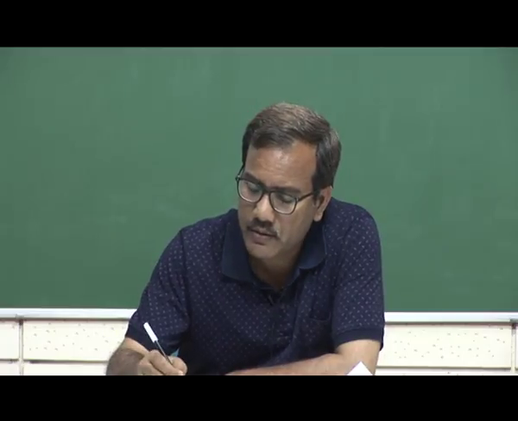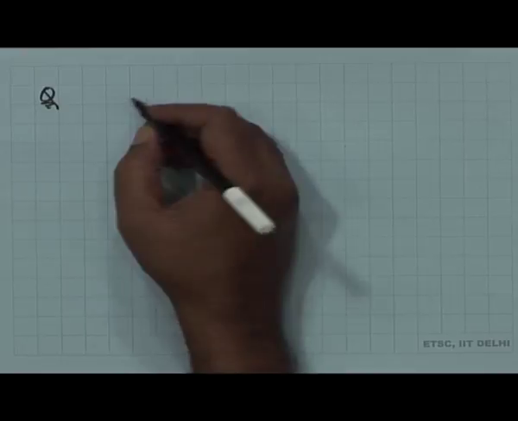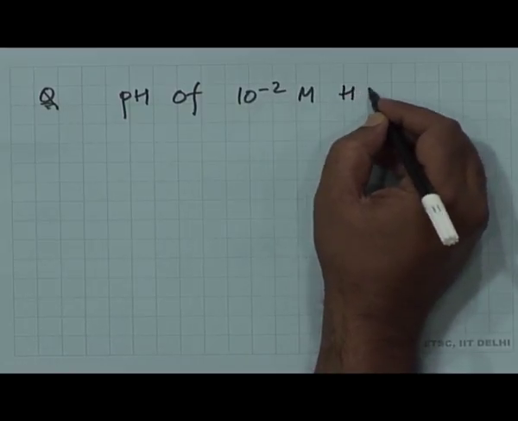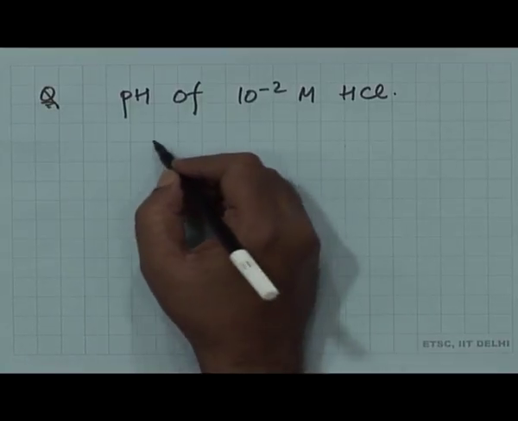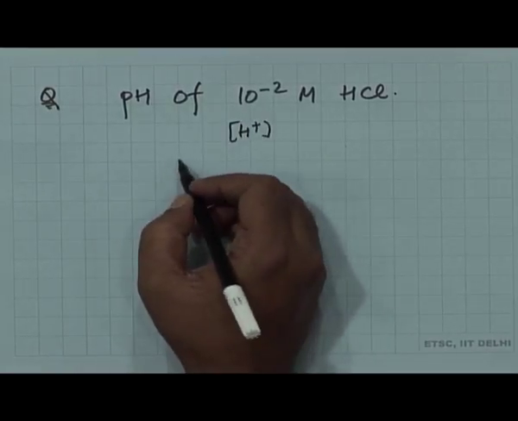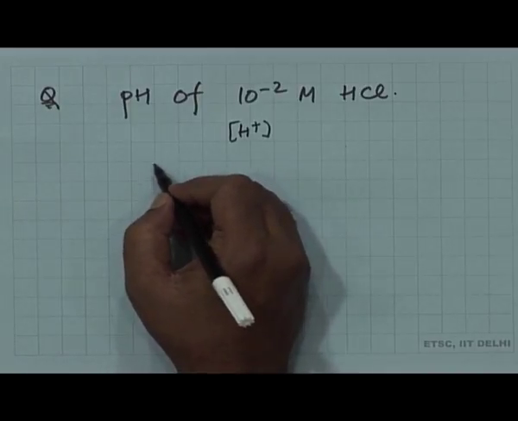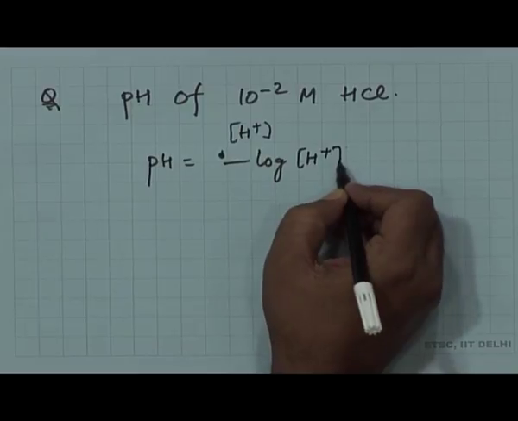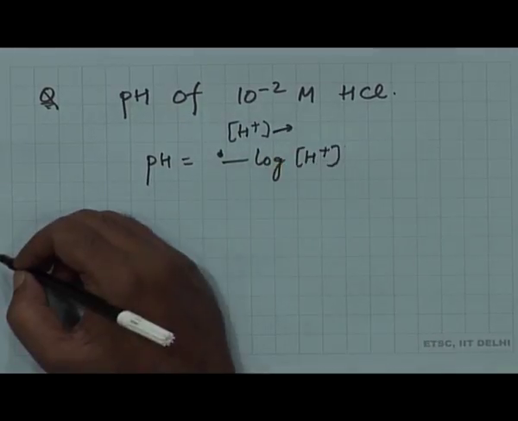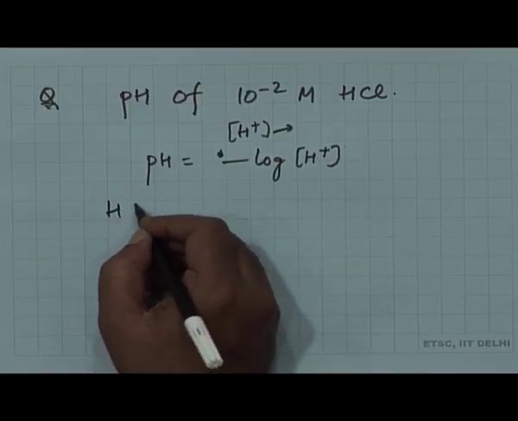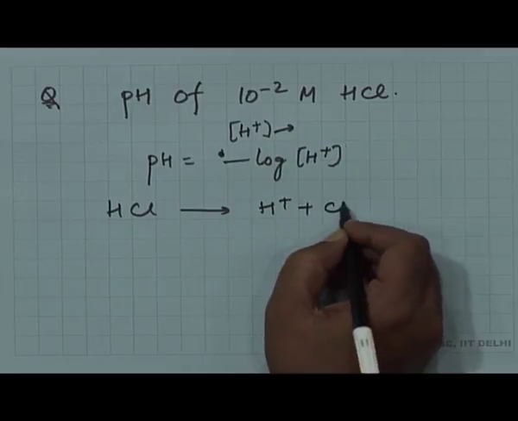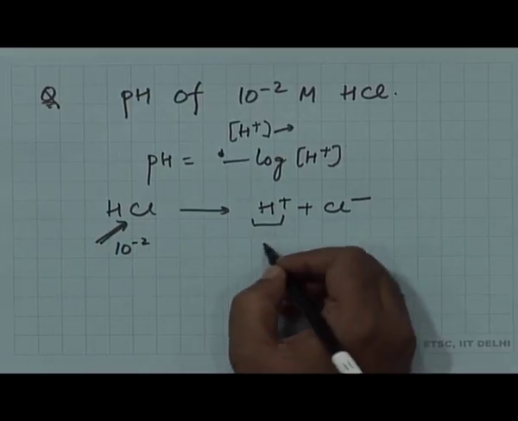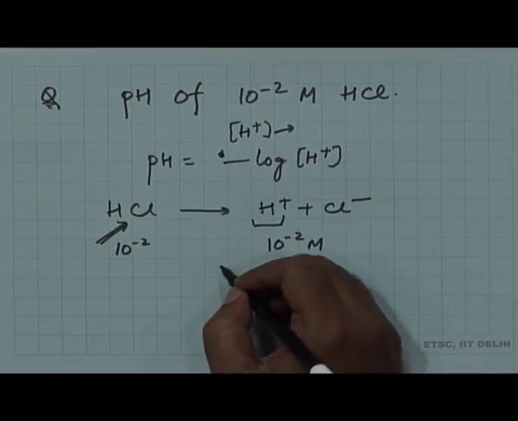Now, let us take a simple example of pH. Suppose I need to calculate the pH of 10^-2 molar HCl. First we need to know the H+ ion concentration, since pH is equal to minus log [H+]. So, what is the H+ ion concentration? H+ can come from HCl, and we know that HCl is a strong acid, it completely dissociates. So, if you start with 10^-2 molar, you will get 10^-2 molar H+ ion from HCl.